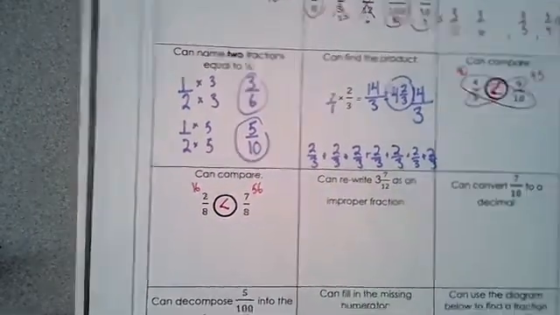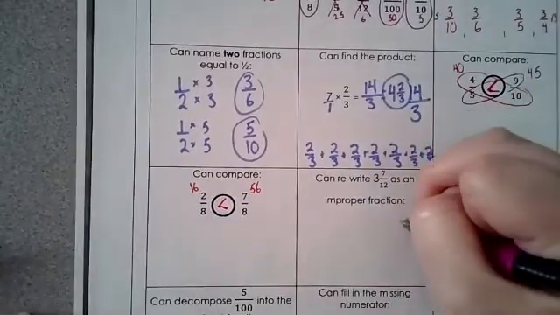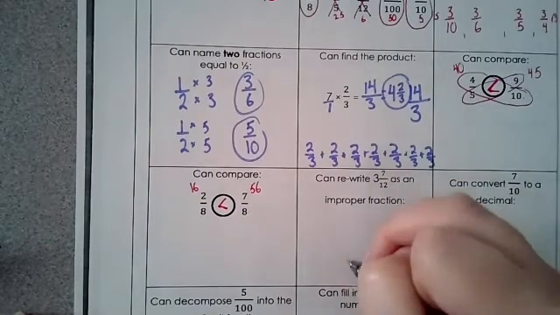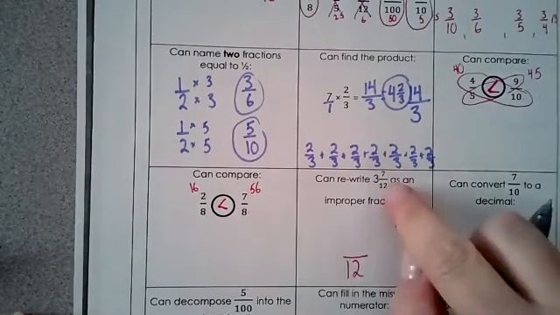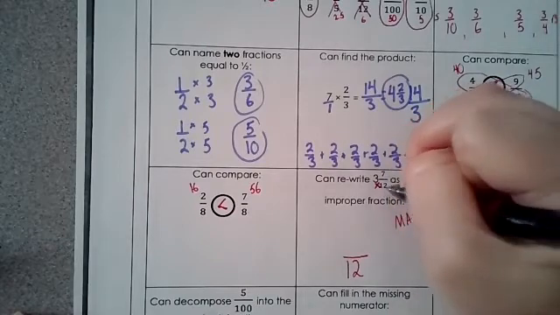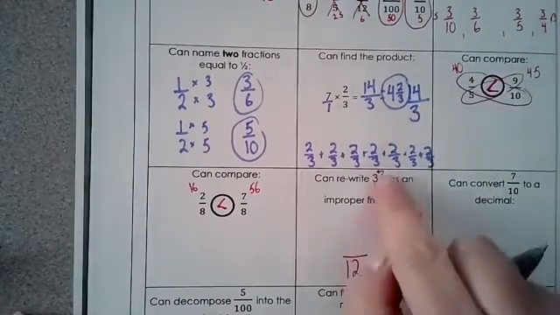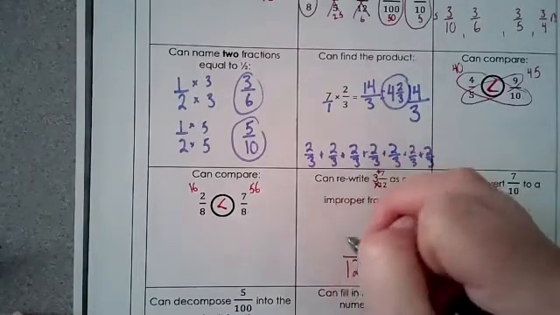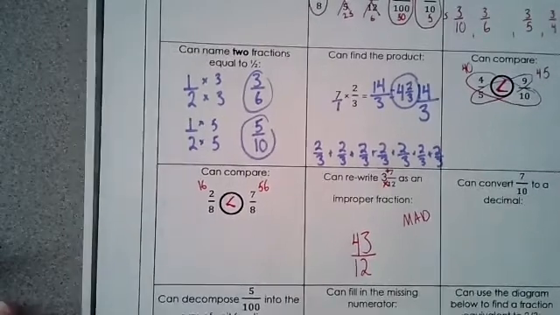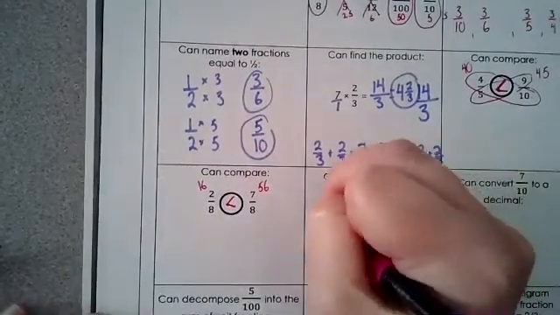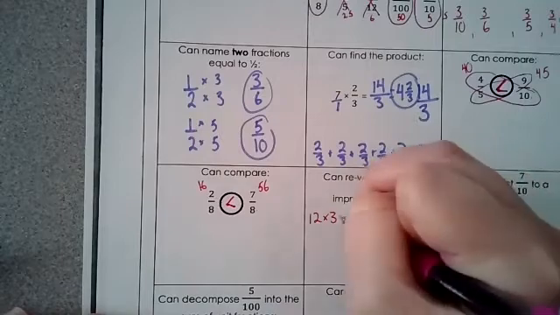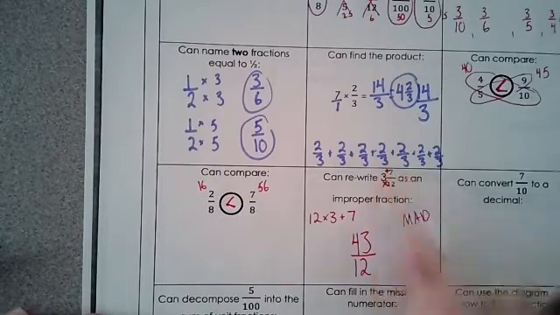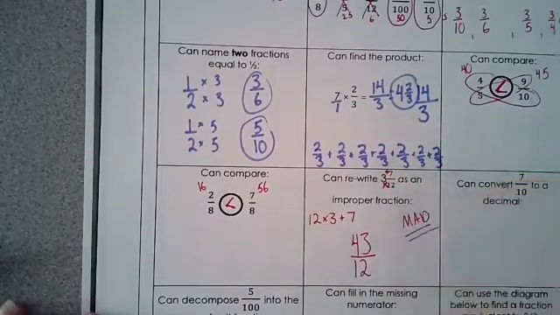All right. Can you rewrite this as an improper fraction? So remember, when you're doing improper fractions, you're getting mad. Multiply, add, and the denominator stays the same. So you're going to do 12 times 3 and then add the 7. So 12 times 3 is 36. Add the 7 is 43/12. So this is literally 12 times 3 plus 7, because you're multiplying and then you add, and the denominator stays the same. You get mad at it.